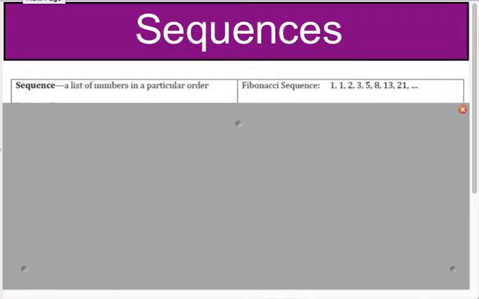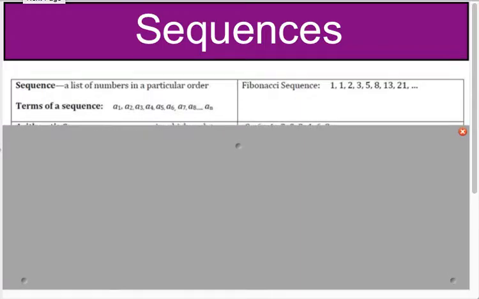A little bit about sequences here. A sequence is basically a list of numbers in a particular order. They have a sub 1, a sub 2, a sub 3 here. Those are your terms. A sequence that is used in nature quite often is the Fibonacci sequence, which is 1, 1, 2, 3, 5, 8, 13.